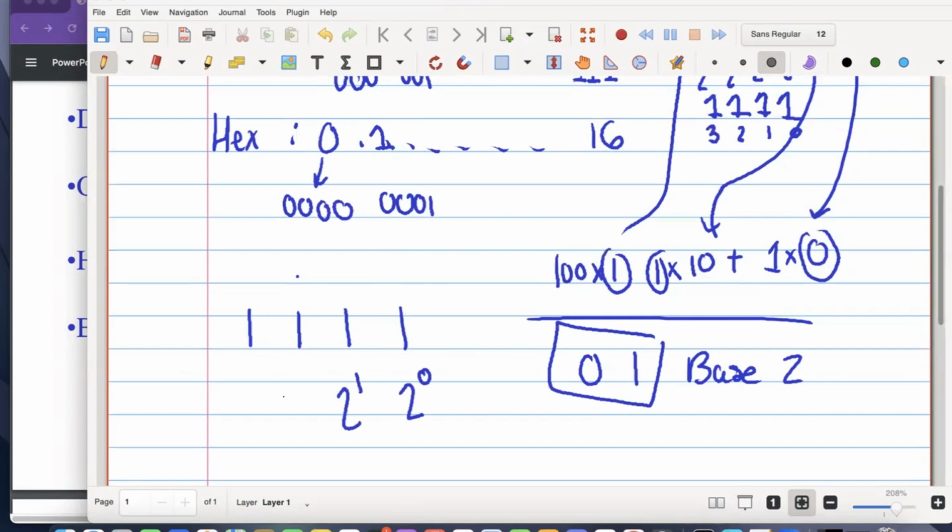The third term, 2 to the 2. Fourth, 2 to the 3. And then we would add these together. I'm missing 2, this is 2 to the 2, this is 3. And then we add that together.